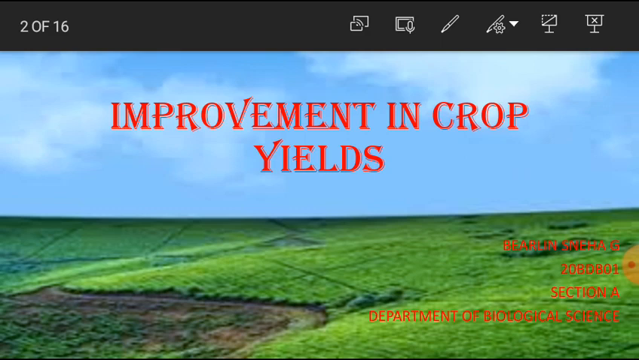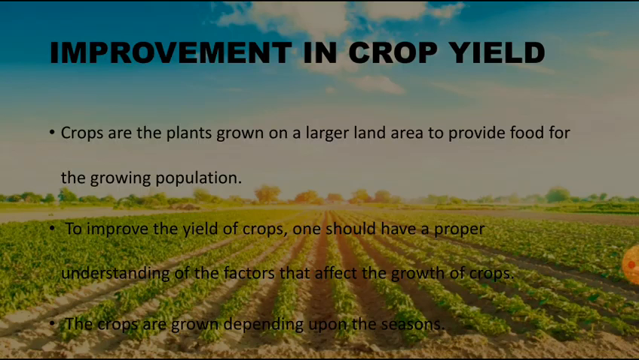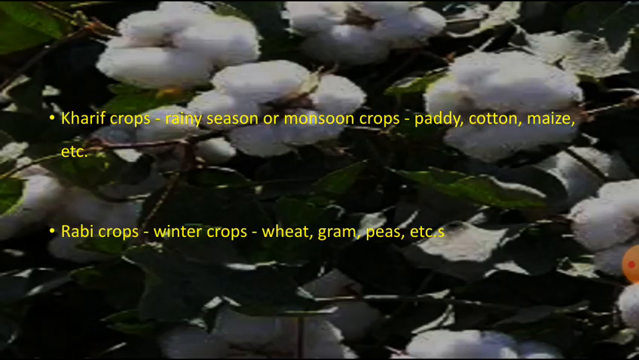Improvement in crop yields. Crops are the plants grown on a larger land area to provide food for the growing population. To improve the yield of crops, one should have a proper understanding of the factors that affect the growth of crops. The crops are grown depending upon the season.